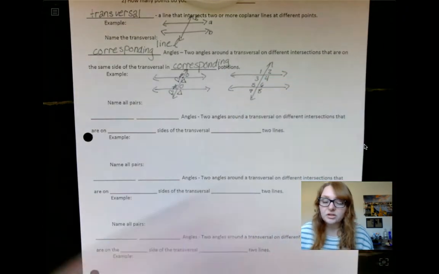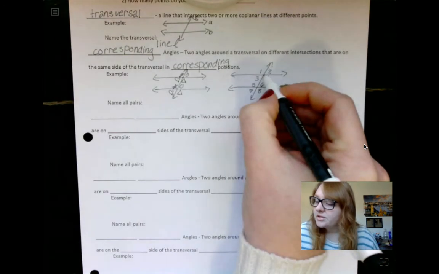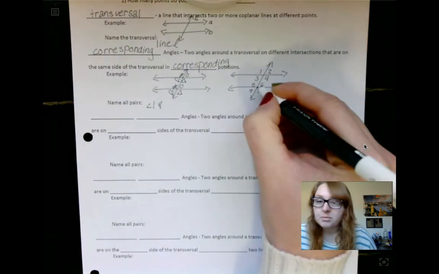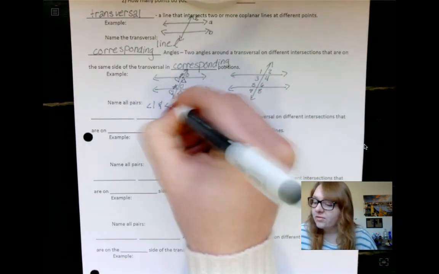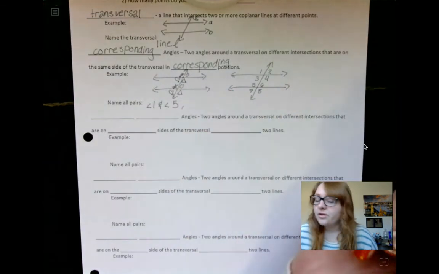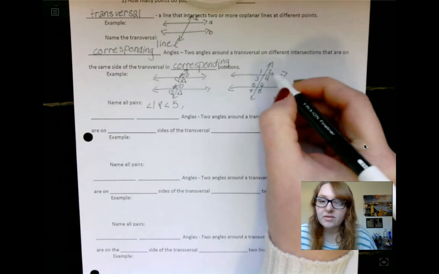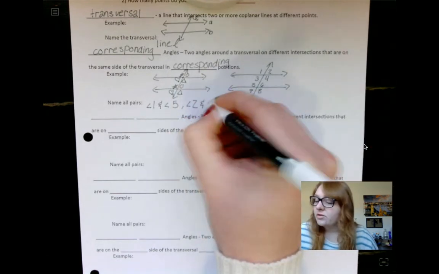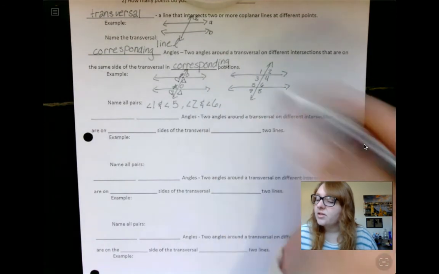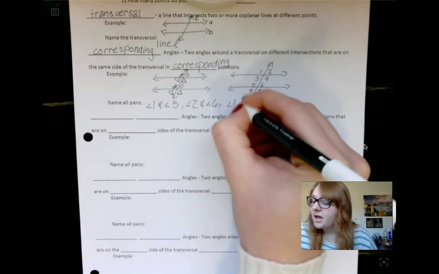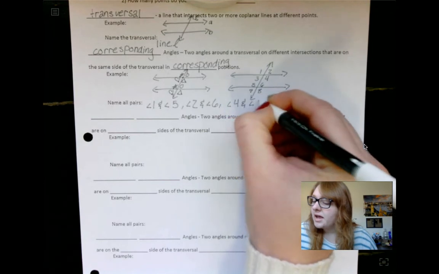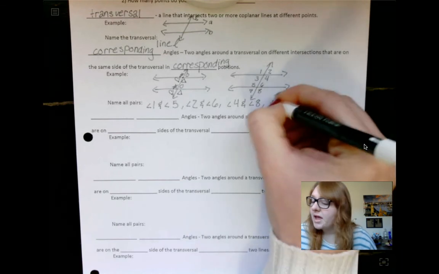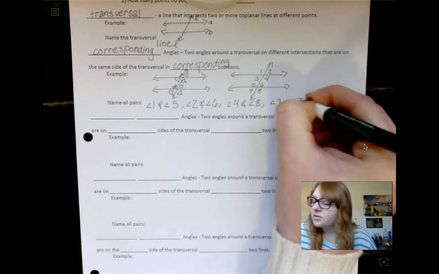Okay, so again, let's look at the top left and top left. So in this intersection, our top left would be angle 1, and that is corresponding with the top left in this bottom intersection, which is angle 5. Another one here, if we do top right, we have angle 2. Looking at our bottom intersection, top right would be angle 6. Okay, another one, if we do bottom right, would be angle 4 and angle 8. And the last one, bottom left, would be angle 3 and angle 7.